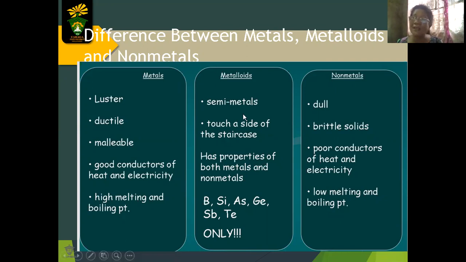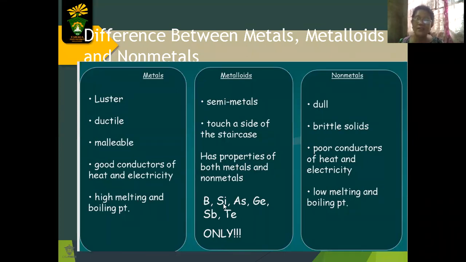For metalloids, they have the characteristics of either a metal or a non-metal. They are in the middle. So, they are semi-metals. Semi meaning not really a metal, but like a metal. They are the ones touching the side of the staircase, the zigzag line, those are the metalloids. They have properties of both metals and non-metals in between. For instance, boron and silicon.